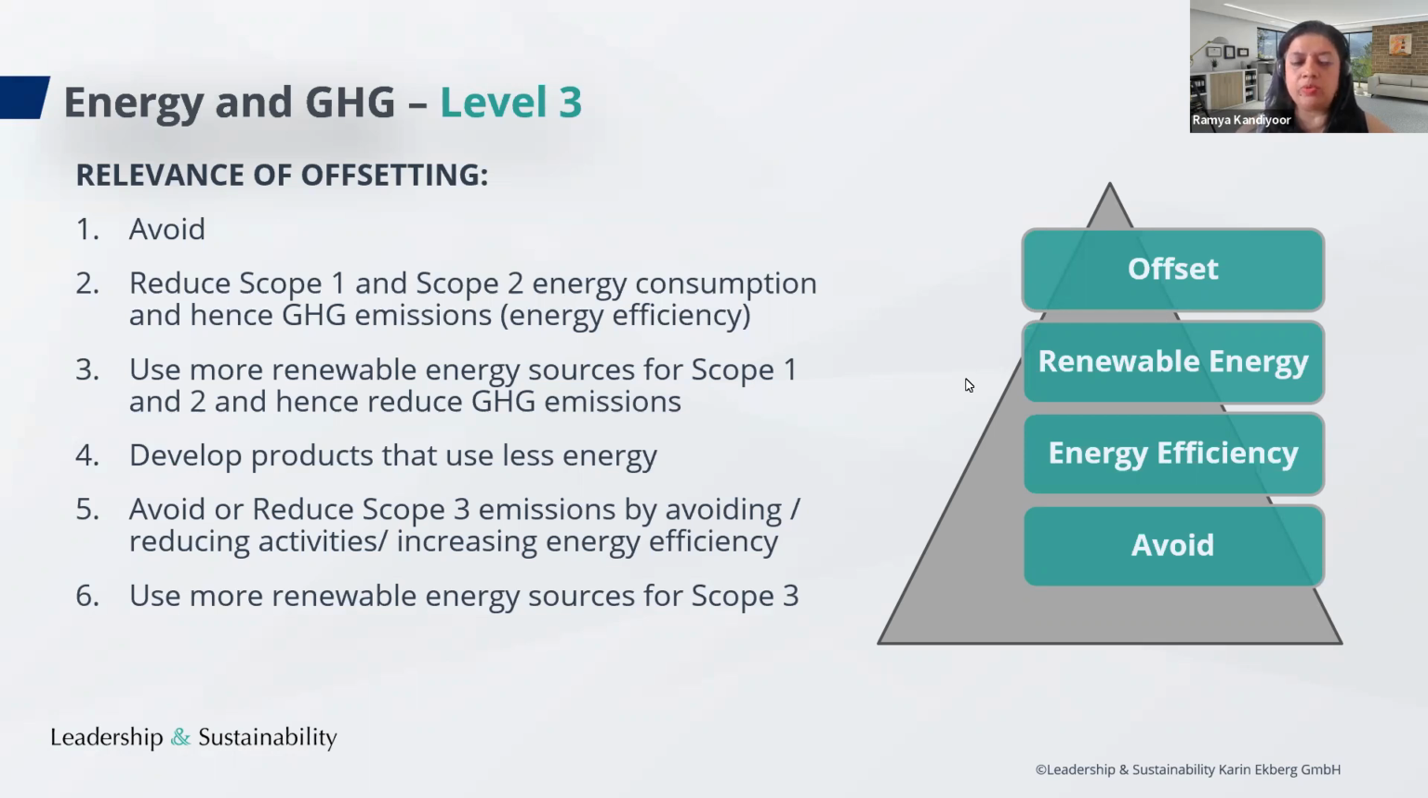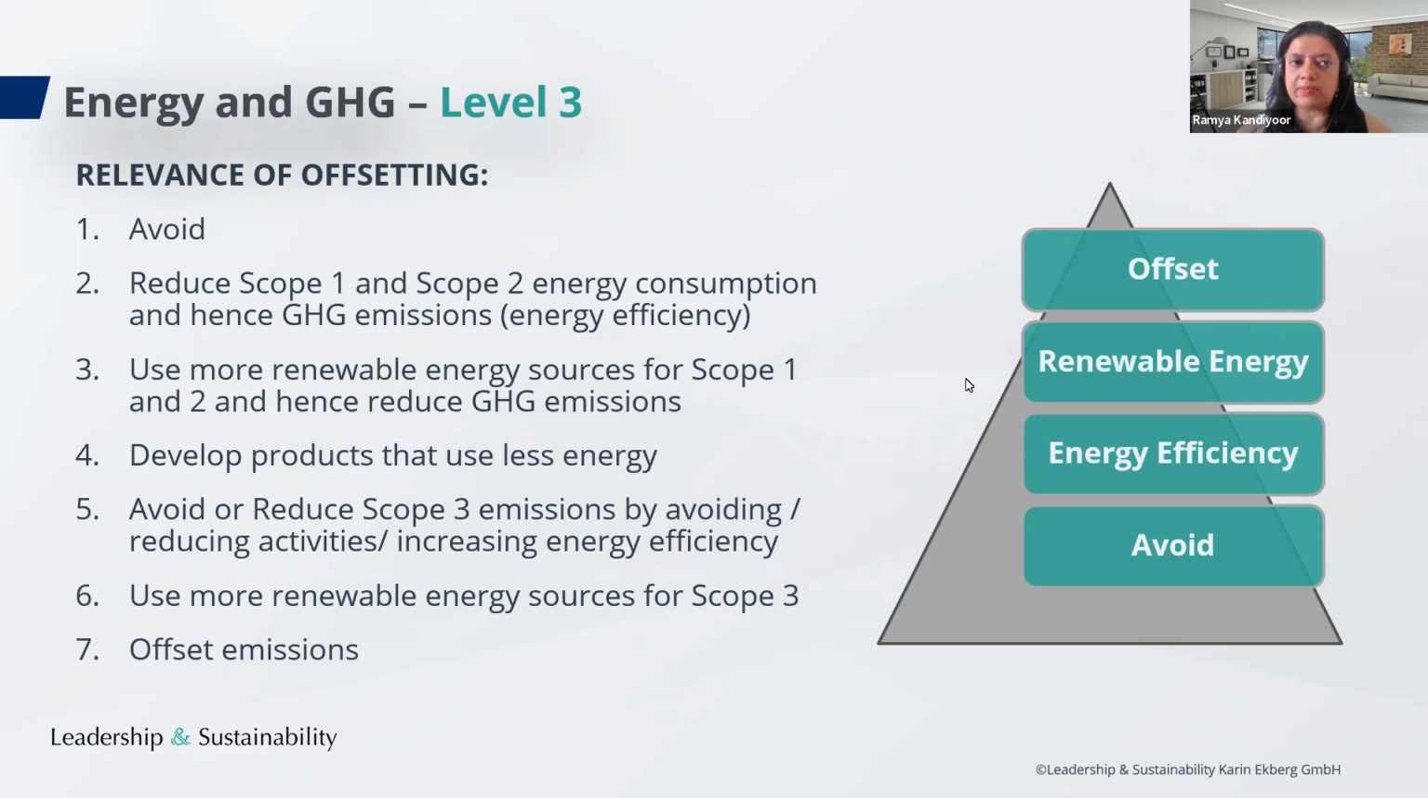Let's say you have external buses which ply, which are not owned by you, but which are owned by a third-party contractor, and it is a scope 3 emission. You can try and see if you can switch to electric vehicles there, because that will help you to change over the energy source. And then the final one is where you will offset your emissions.